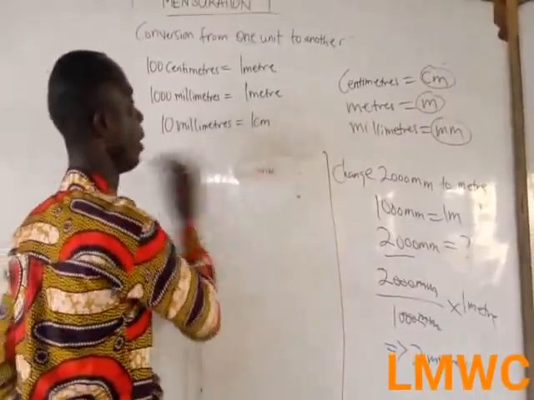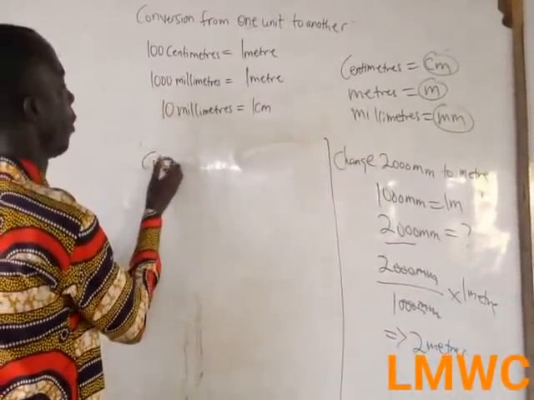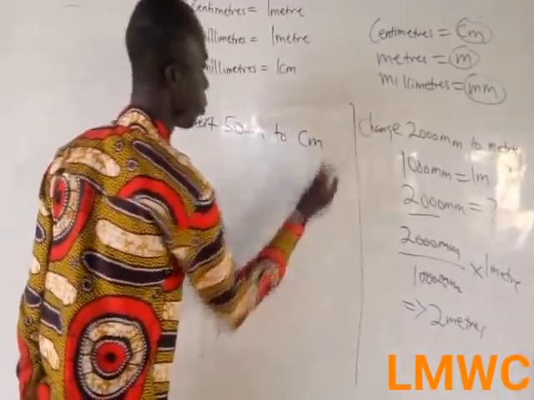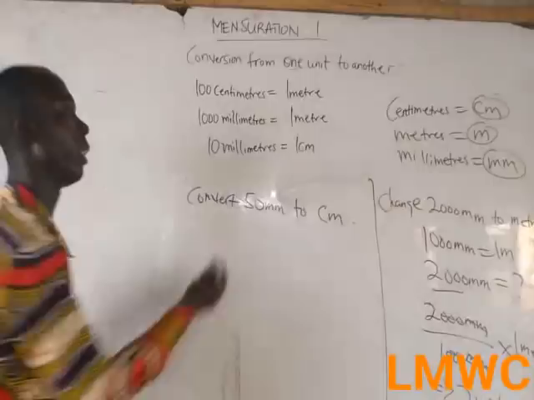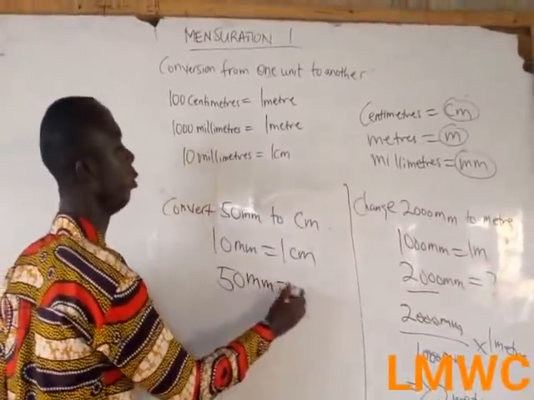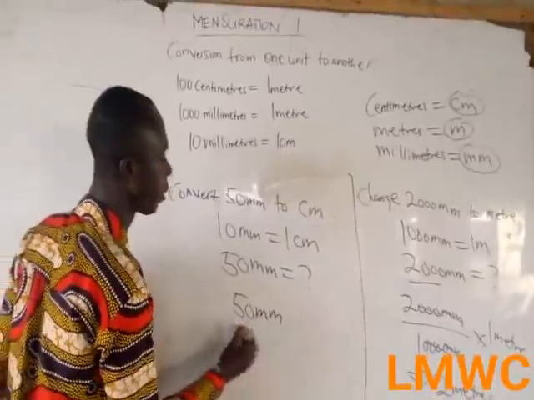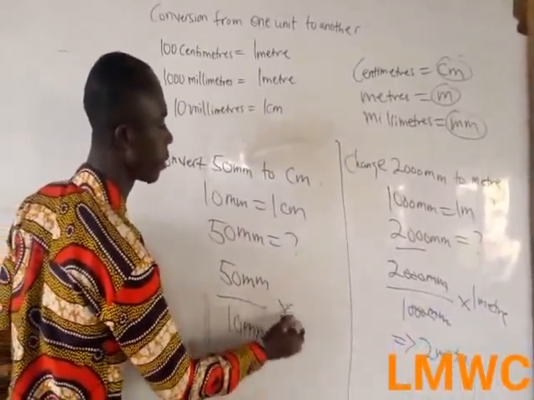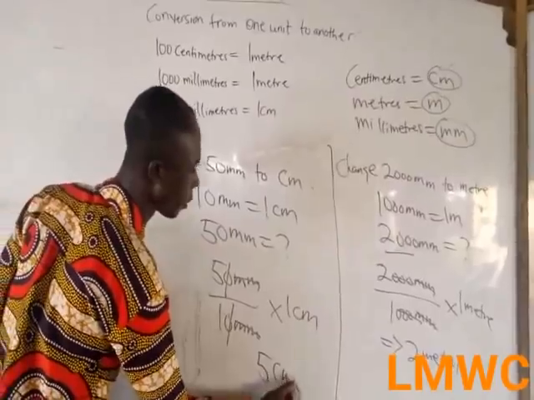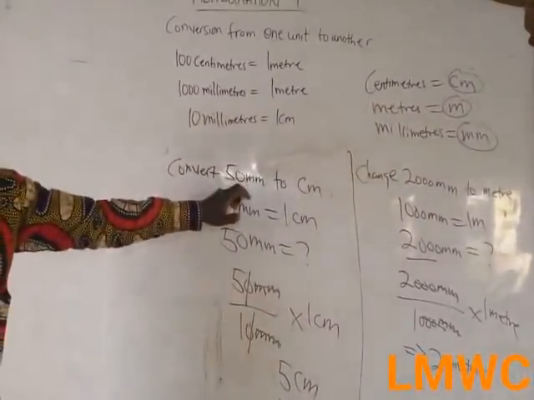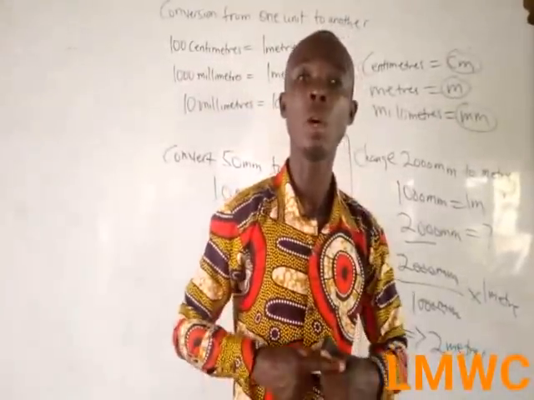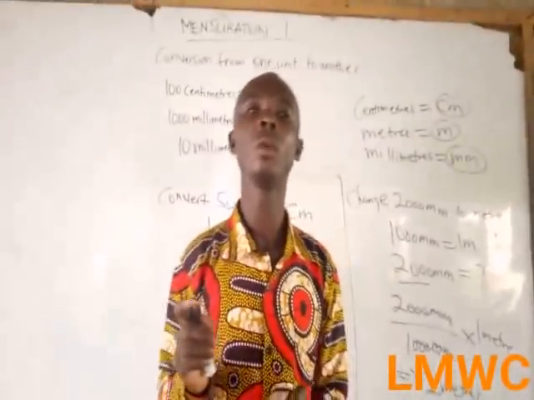Let's take the last example under conversion. Convert 50 millimeters to centimeters. So you should know how many millimeters is equal to 1 centimeter? It's 10 millimeters. It's equal to 1 centimeter. So this means 50 millimeters becomes what? We don't know. So it becomes 50 millimeters over 10 millimeters, times 1 centimeter. This will cancel this. This cancels this. 5 times 1 centimeter, we have 5 centimeters. So if they give the question to you in millimeters and they ask you to leave it in centimeters, you should know that 10 millimeters is equal to 1 centimeter. So always, for you to appreciate mensuration, you should know your conversion of units.